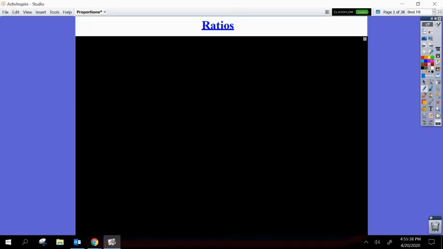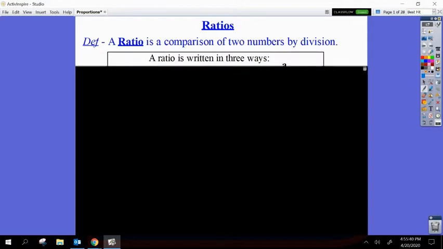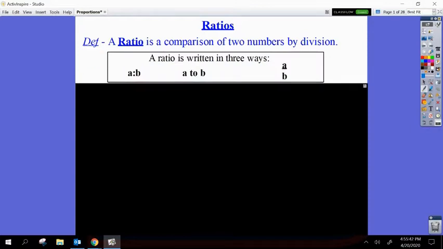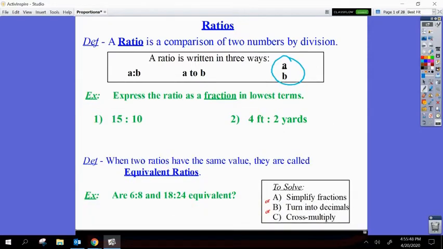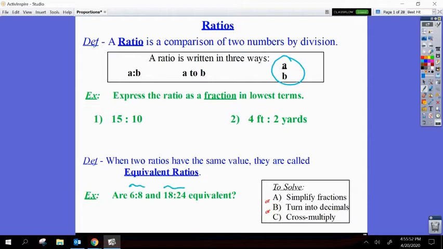You may recall that a ratio is a comparison of two numbers by division. And we see a ratio written in three ways. The way that we're going to use most often is as a fraction. So when we deal with two ratios that may be equivalent, for example, 6 to 8 and 8 to 24, to determine if they're equivalent, we can simply set that ratio in fraction form next to that ratio in fraction form and compare them.